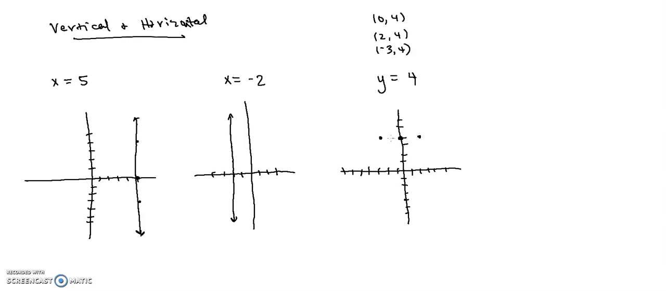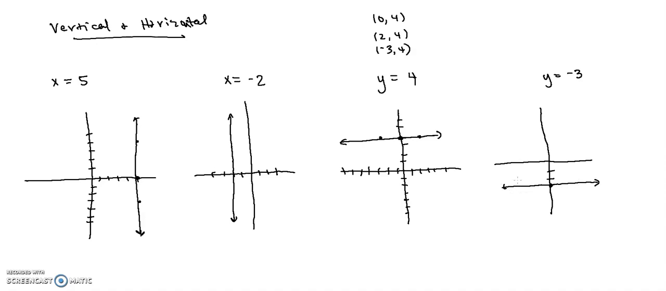And we could go on. Any point with 4 in the y value would be it. And that's going to give us a horizontal line. Okay, so x equals a number is a vertical line, y equals a number is a horizontal line. Okay, so if we wanted to do, let's say we want to do y equals -3, that would be a horizontal line passing through -3. And we can go ahead and fill that in.